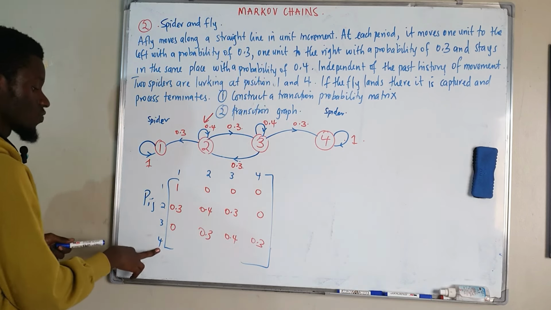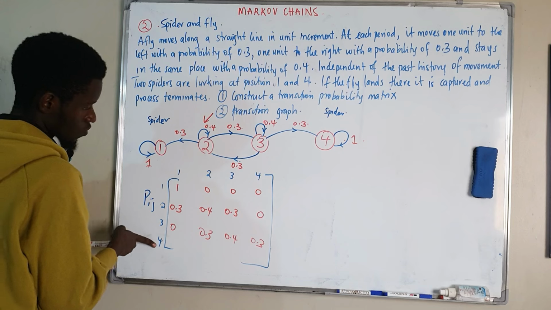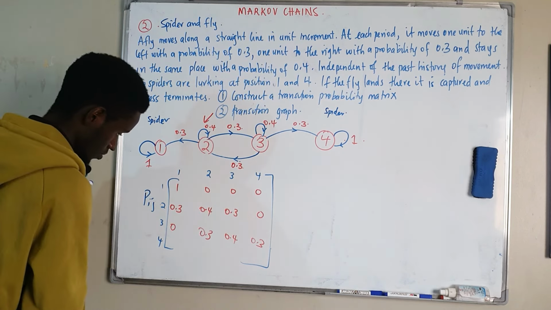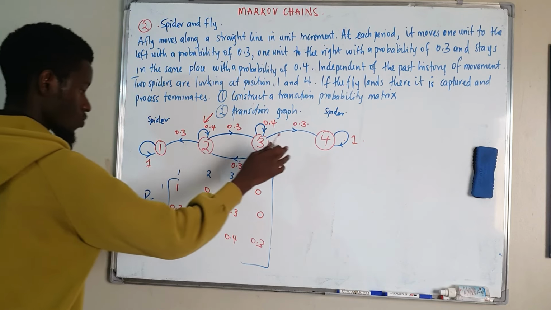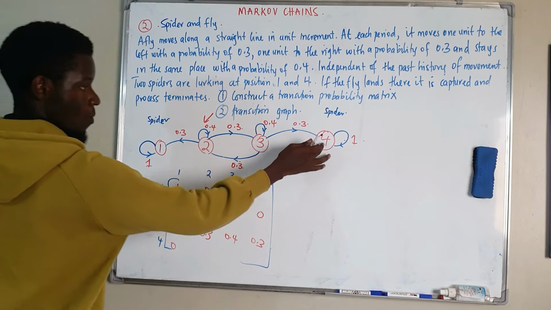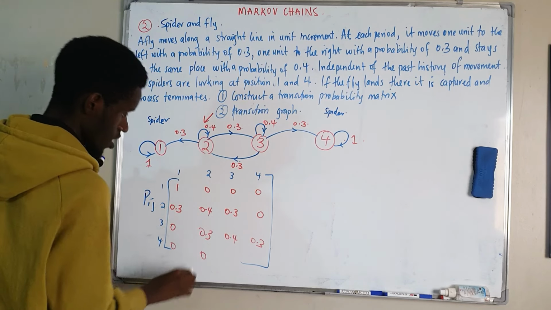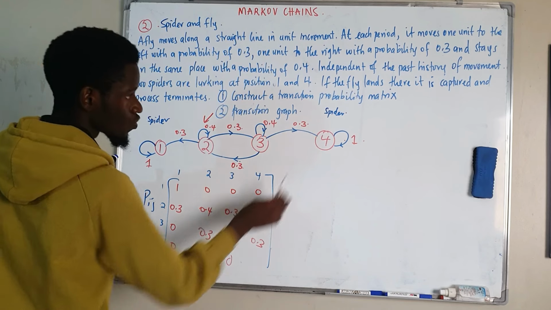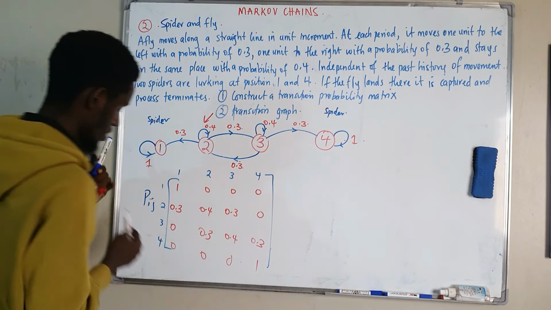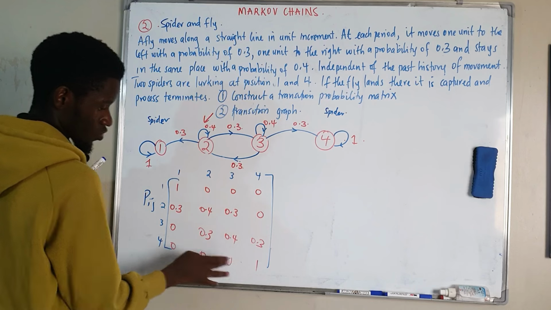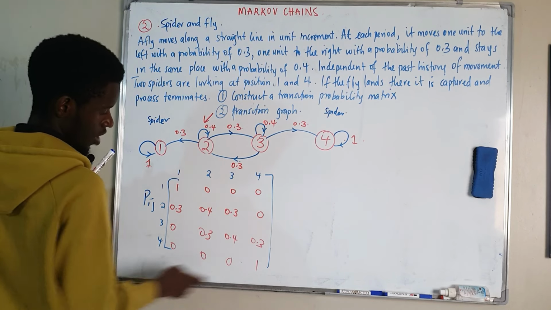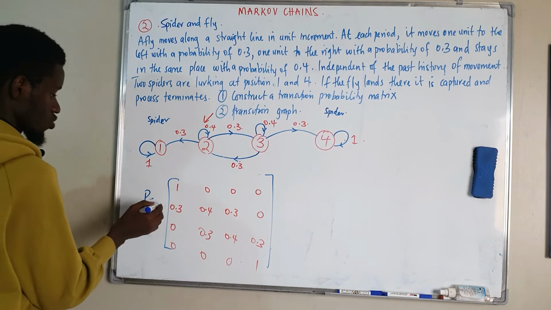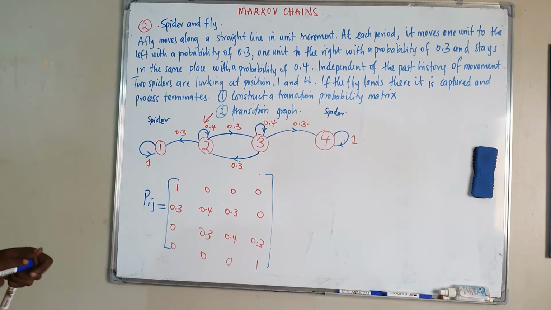Now, for state 4, moving from state 4 to 1 is impossible. It is 0. Moving from state 4 to state 2 is also impossible. It is 0. Then moving from 4 to 3 is also impossible. It's going to be 0. Then moving from 4 to 4 is going to be 1. The sum of the whole row has to add up to 1, and 0 plus 0 plus 0 plus 1 is 1. Therefore, my Pij is simply this one. This is my transition probability matrix, Pij, for this question.